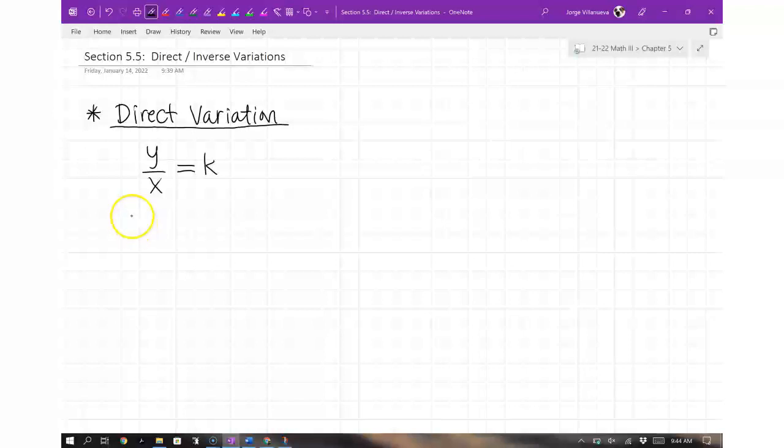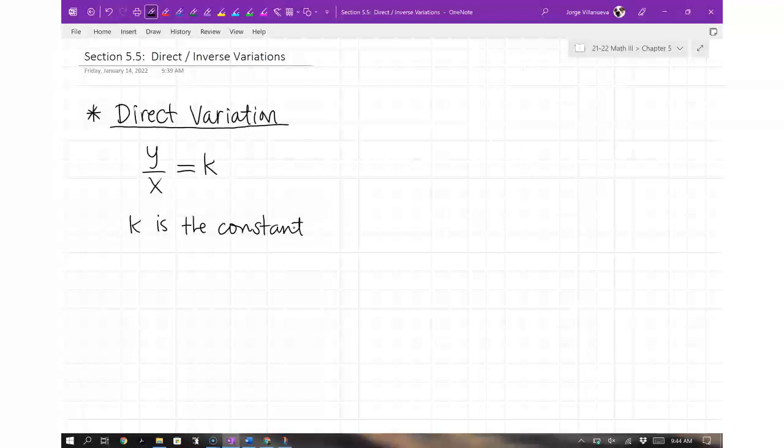K is called the constant of proportionality, or some people just call it the constant. And x and y are just points. So if you ever want to check to see if something is a direct variation, if something falls into this equation, this format, the way you do it is you get the y value and the x value that are related and you divide them.